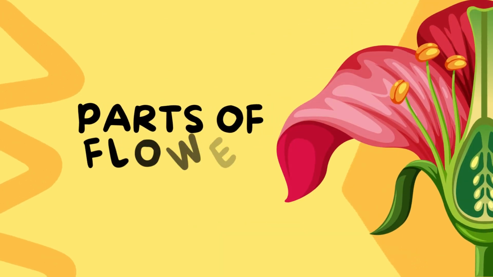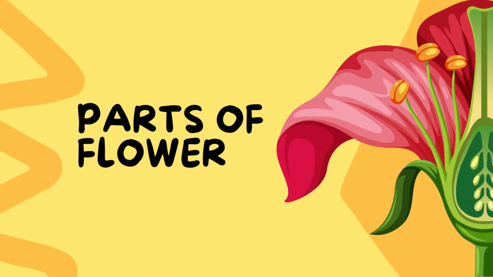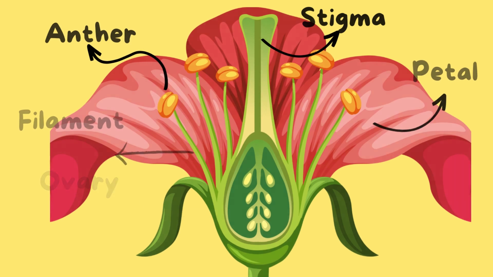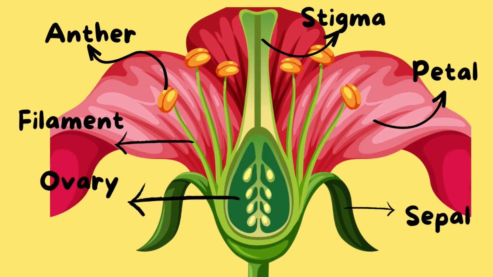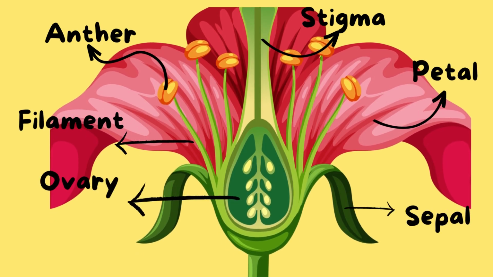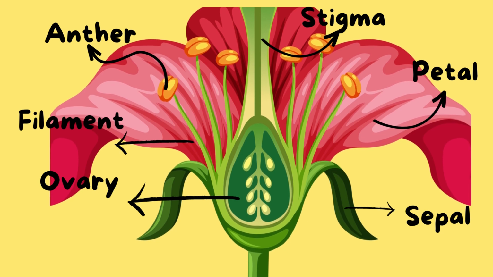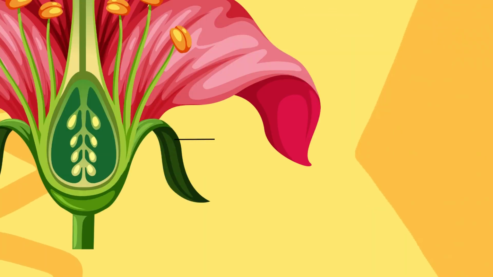A flower is the reproductive structure of a flowering plant, an angiosperm, and typically consists of several distinct parts that work together to facilitate pollination and fertilization. The main parts of a flower are as follows.